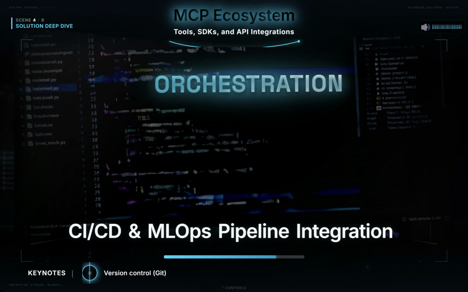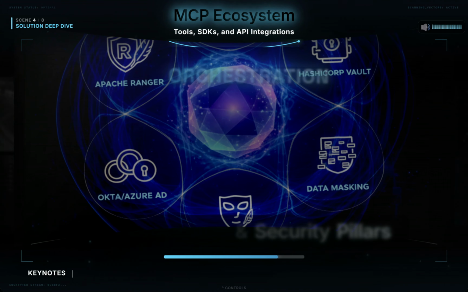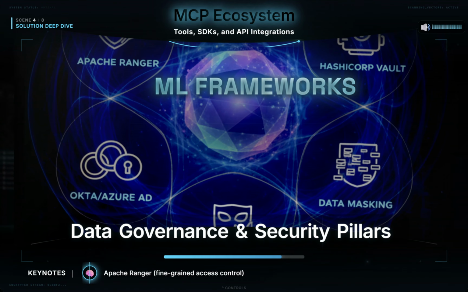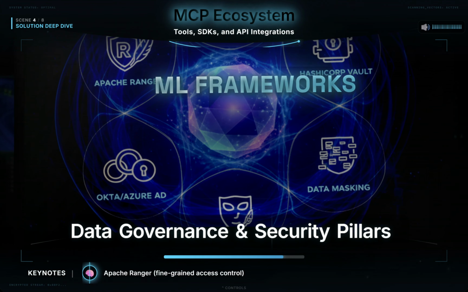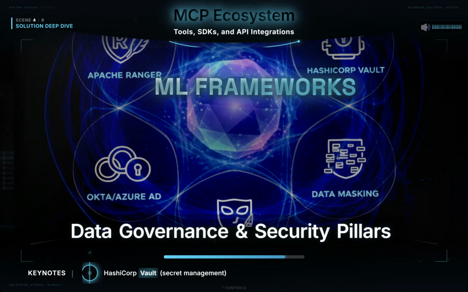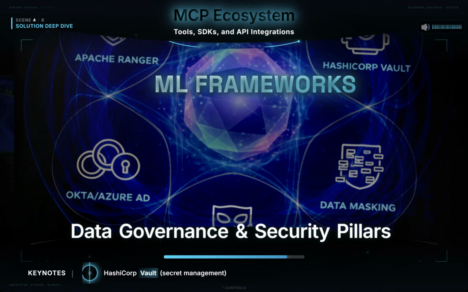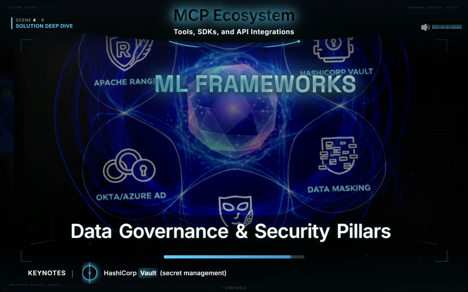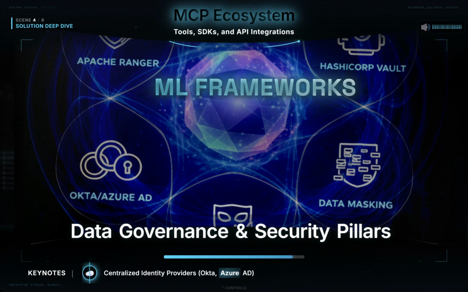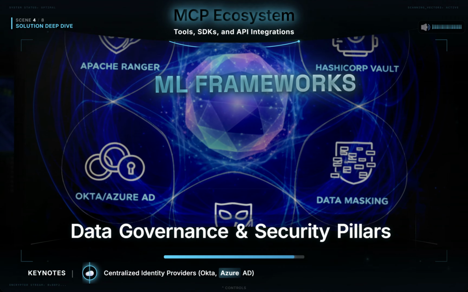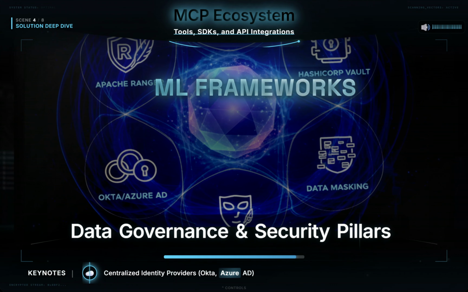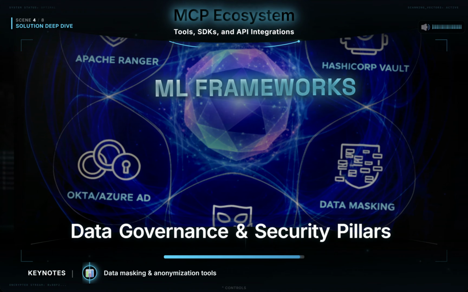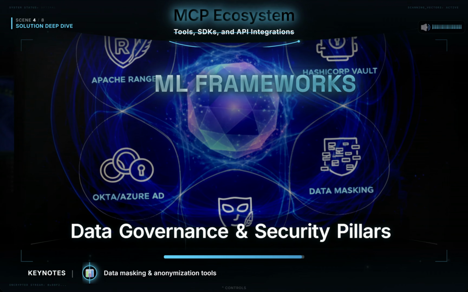Finally, for any enterprise-grade AI solution, data governance and security are non-negotiable pillars. MCP integrates with solutions like Apache Ranger for fine-grained access control on data, and HashiCorp Vault for secure secret management. Identity providers such as Okta or Azure AD ensure authentication and authorization are handled centrally. These integrations mean your AI automation isn't just efficient, it's also compliant, secure, and trustworthy. Understanding these supporting components is key to building truly robust, future-proof AI. Next, let's explore the best practices for developing and deploying with MCP.